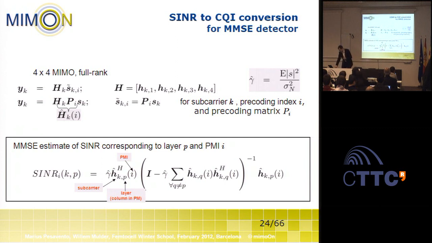So the subcarrier index is k. It can be computed for each of the layers. We recall that we have up to 4 layers in this scheme, so we have the layer index I, but also for each of the possible precoding matrices. We can compute it for each possible precoding matrix, one of these 16 matrices. So there are different SNR values which we can compute, and of course we are interested in finding the precoding matrix which is maximizing this SNR value.